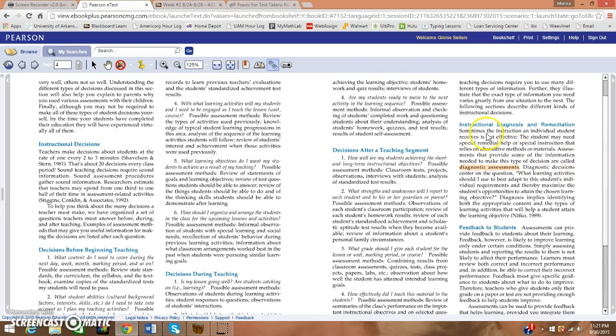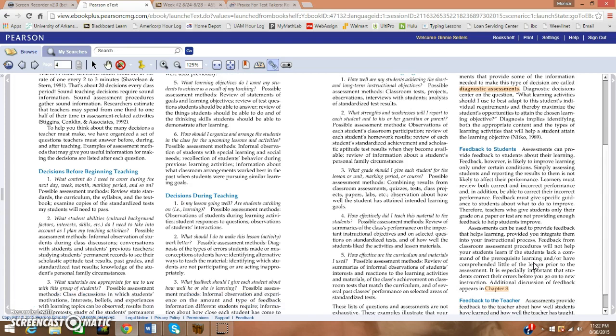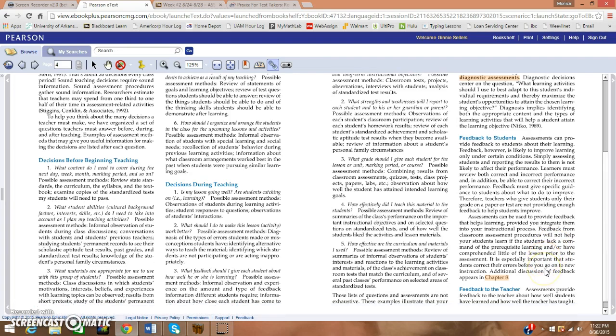Now, next is instructional diagnosis and remediation, and we learn what a diagnostic assessment is, and that is assessments that provide some of the information needed to make the decision of whether or not the student has mastered the learning objective. And then feedback for students, the learners must review both the correct and the incorrect behavior in order to fix it. And then you must give specific guidance to the students about what they need to improve. Students must be able to correct their errors before you go to the next lesson.